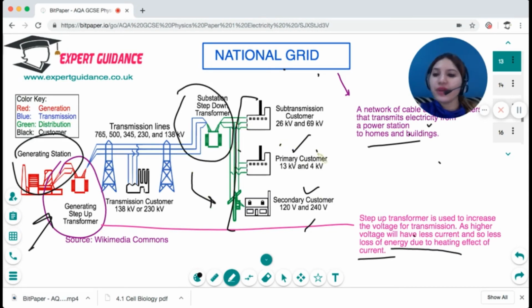Is that what we require? So you should know why we use the step up transformer and step down transformer. Where do we use it? And what is the function of this?